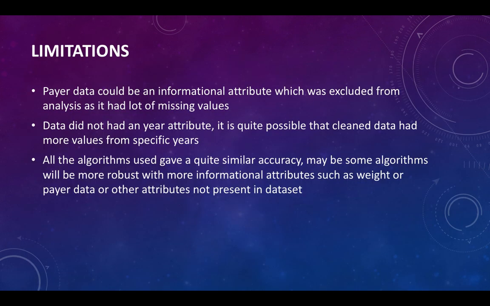But my study also had certain limitations. For example, I excluded payer data and weight data, and specifically payer data might be an informational attribute for readmission, but because of the missing values, I did not include it in my analysis. Data did not have a year attribute, so maybe the instances were picked from one particular year, and it might not have given me the best results. And finally, some of the algorithms might be more robust with more informational attributes such as payer code or other attributes which are not present in the dataset.